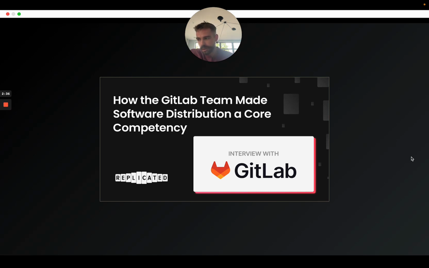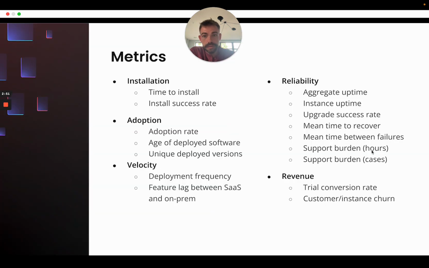If you want to see what really good looks like, we did a conversation last year with the GitLab team. They have a large distribution team that does a really good job of being strategic and making sure that every change they make is tied to a measurable initiative.